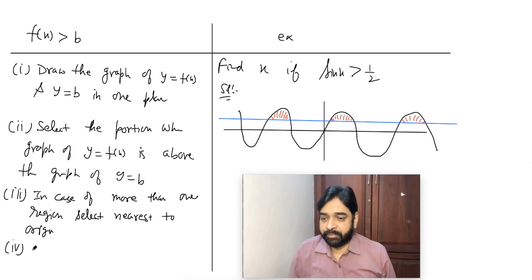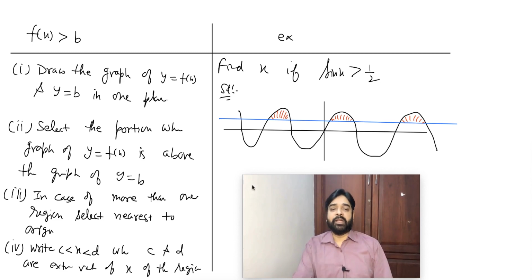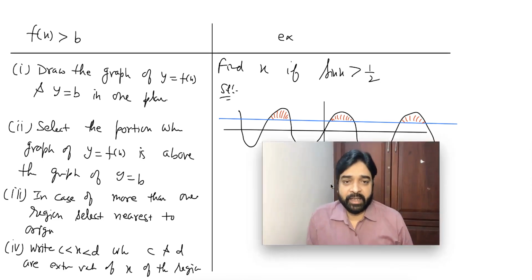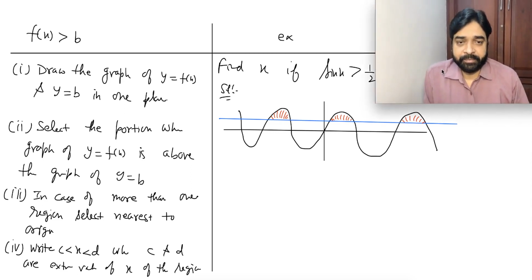Fourth step, write x lies between C and D, where C and D are the extreme values of x of the region. I will explain, don't worry. Let me explain the meaning of this point. First thing, let's apply the second step here.